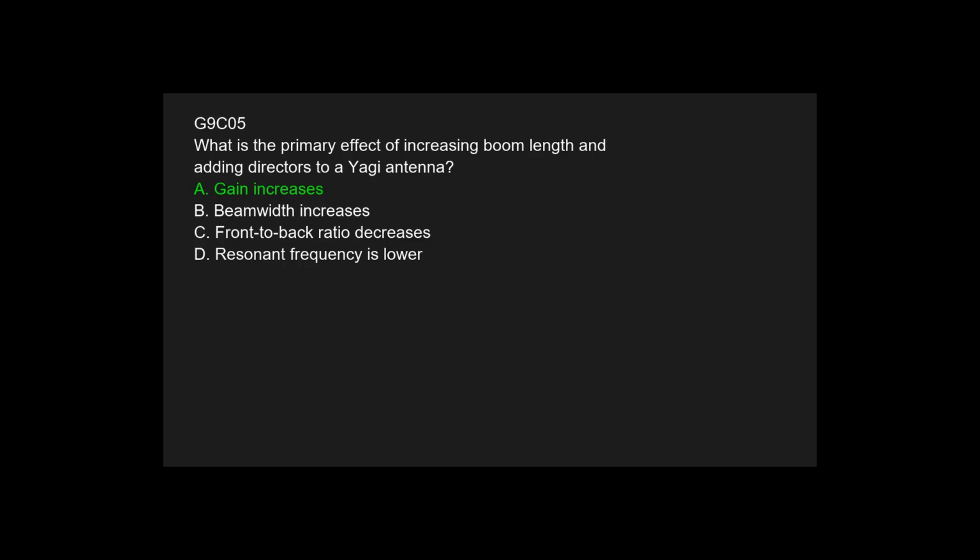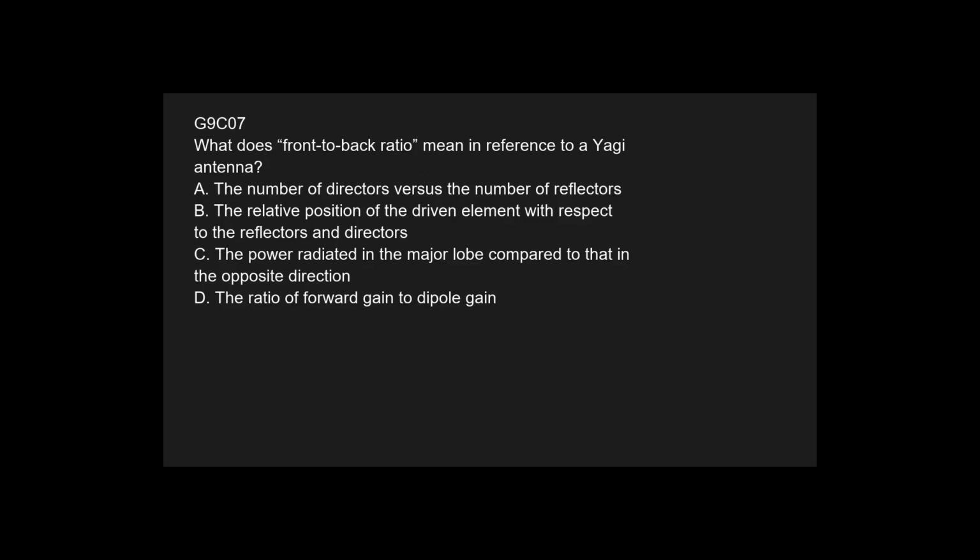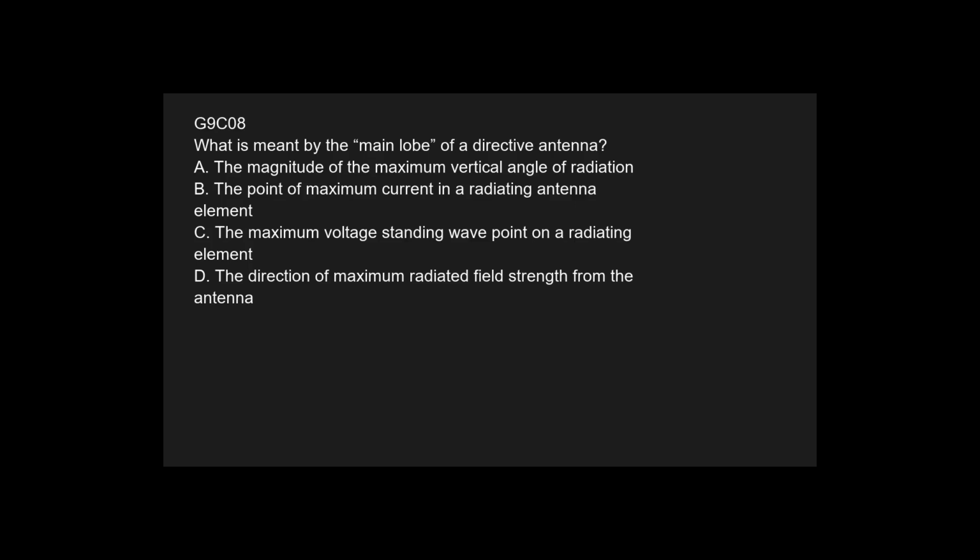The correct answer is A. Gain increases. Question: What does front-to-back ratio mean in reference to a Yagi antenna? The correct answer is C. The power radiated in the major lobe compared to that in the opposite direction. Question: What is meant by the main lobe of a directive antenna? The correct answer is D. The direction of maximum radiated field strength from the antenna.